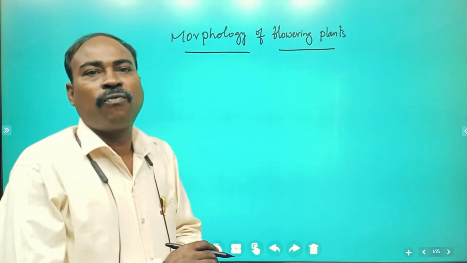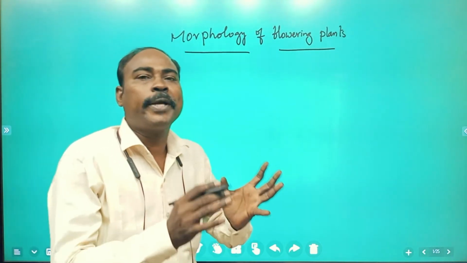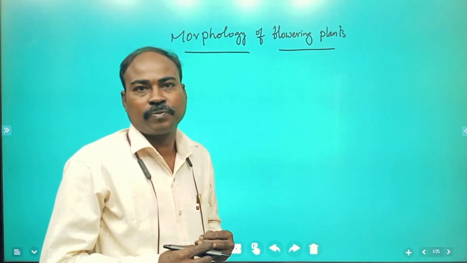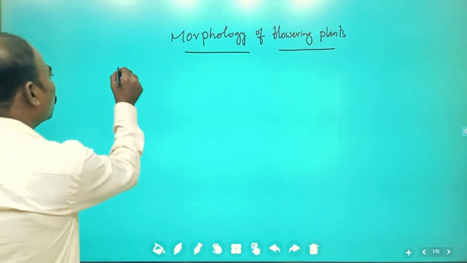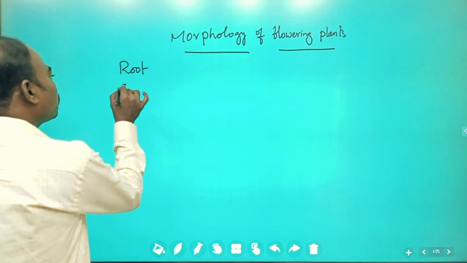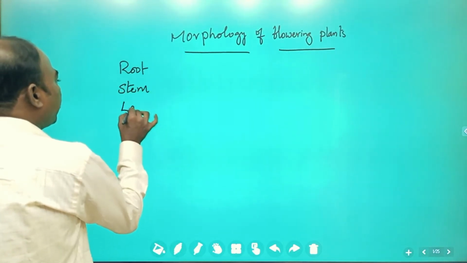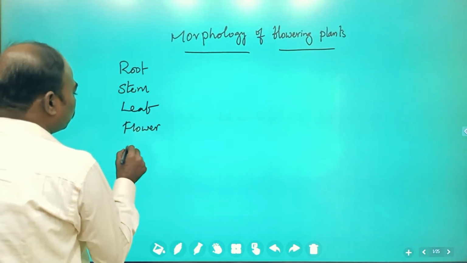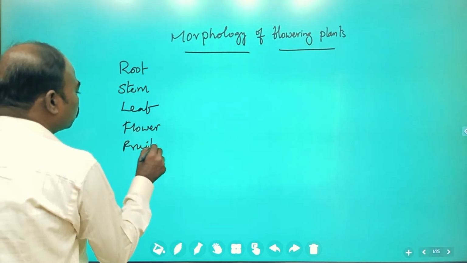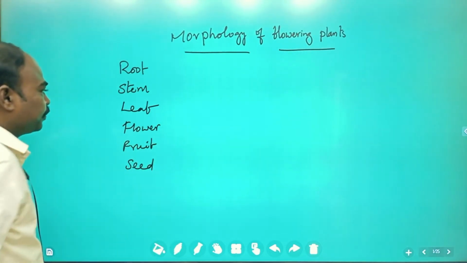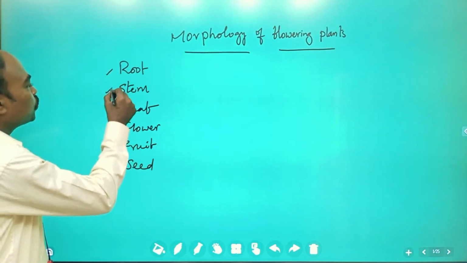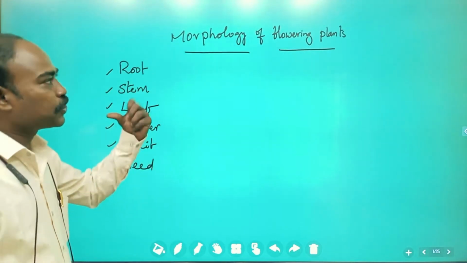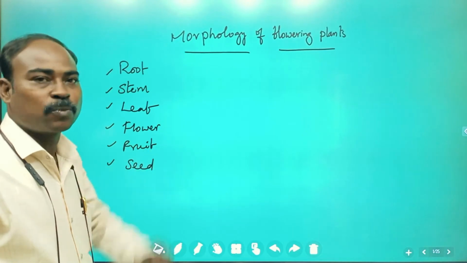In this morphology of flowering plants, we are going to explain in detail the parts of plants, that is root system, stem, leaf, flower, fruit and seed. About root system, stem, leaf, flower, fruit, seed, the external features of these parts we are going to explain one after another in detail.